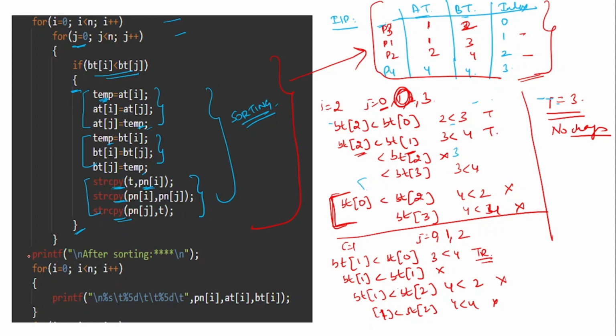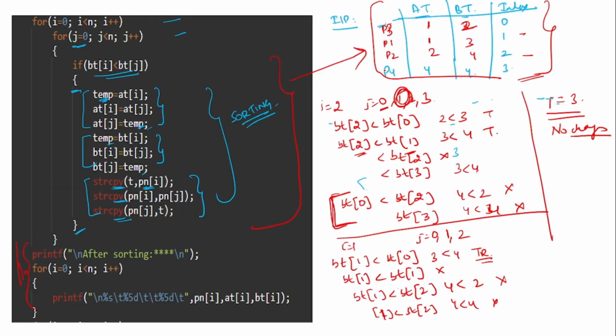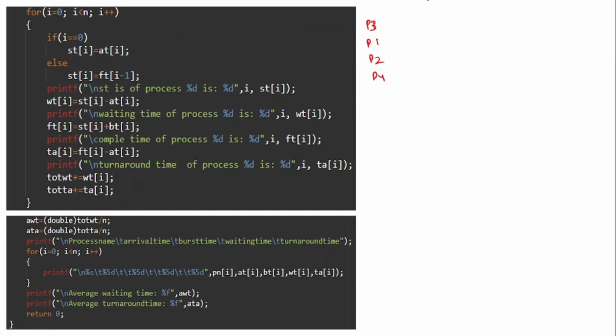And this is just for the printing, for you to see what the final state value would be. This is just for the printing. So we can skip this and we can come directly to this part. Now the final table, let me first write down what the final table was. So the final table was P3, P1, P2 and P4. And this, the arrival time, the burst time.